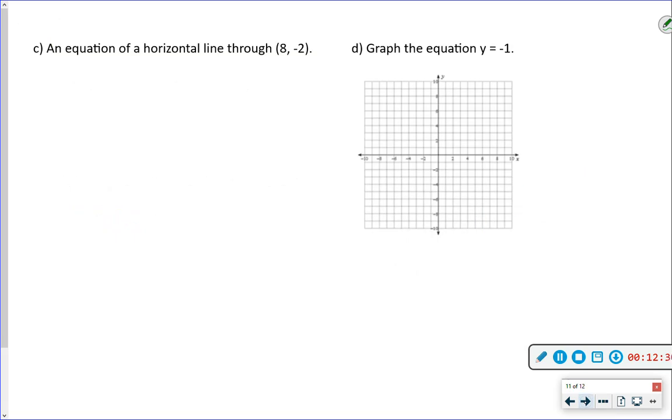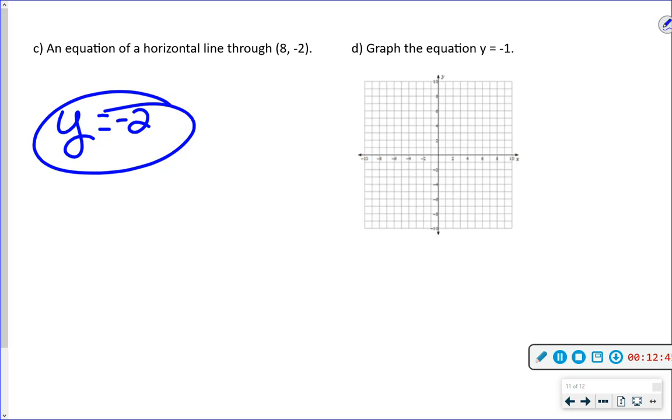All right, let's take a look at these last two. An equation of a horizontal line. So horizontal lines always go left to right. They always hit your y-axis. So they're y equals, and you better hit your -2 there. And last but not least, graph your y equals -1. So horizontal. Clearly too easy, we got it. Any questions on horizontal, vertical? Man, what a great Monday.